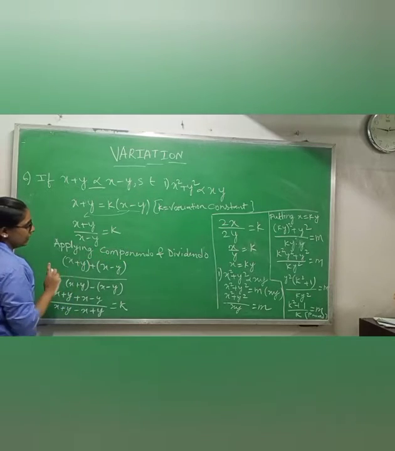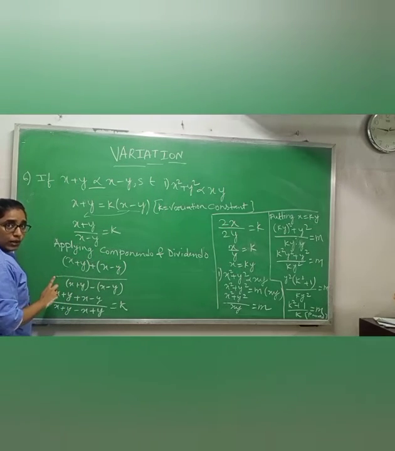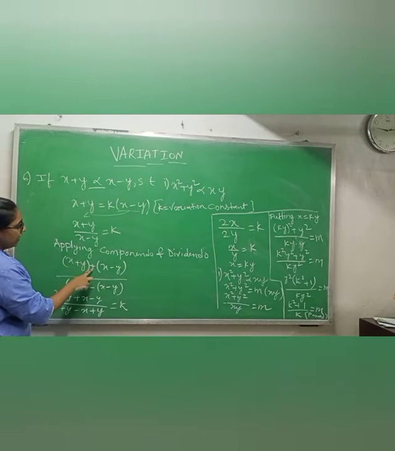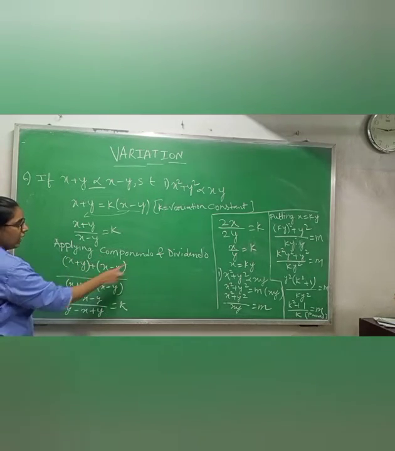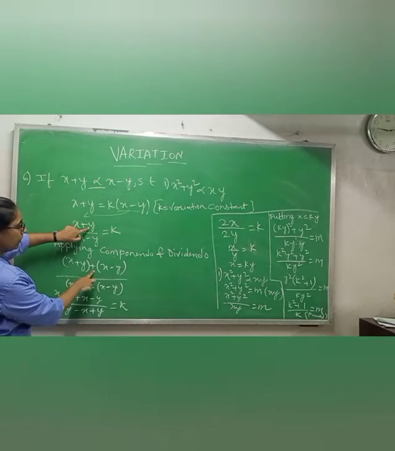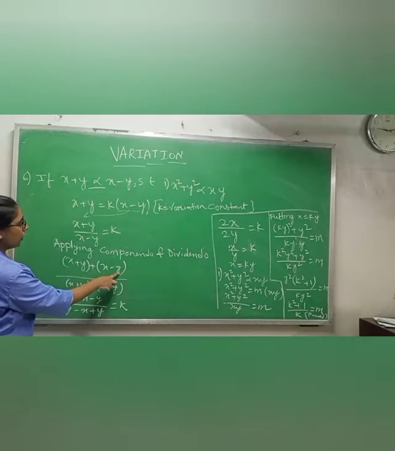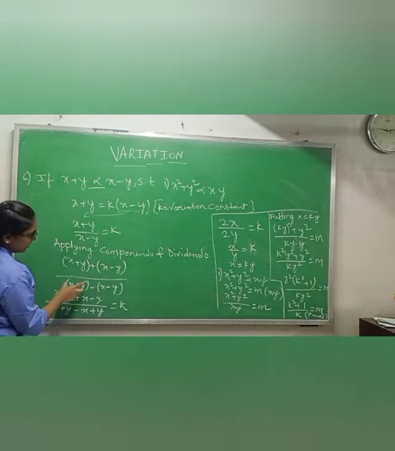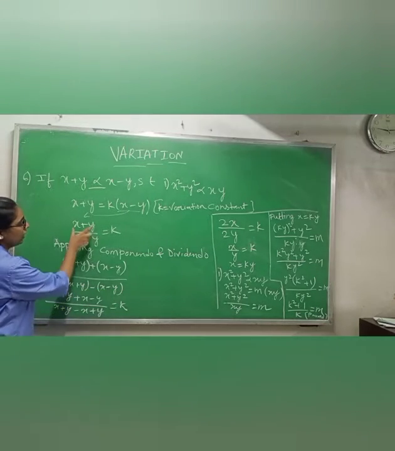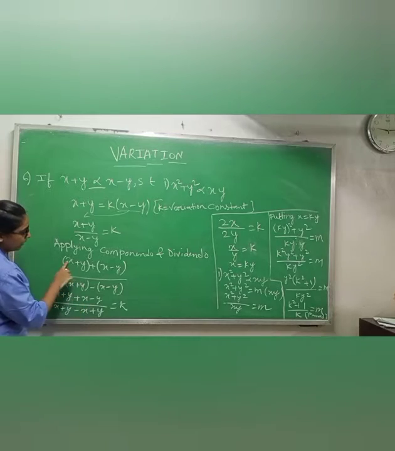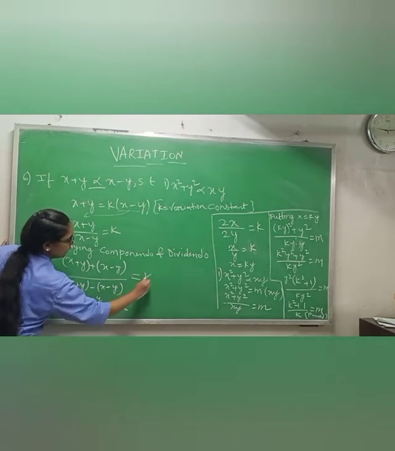Applying componendo and dividendo. In componendo you add, and in dividendo you subtract, the addition and subtraction of up and down. So x plus y plus x minus y, and in dividendo x plus y minus x minus y, and I will write k here.